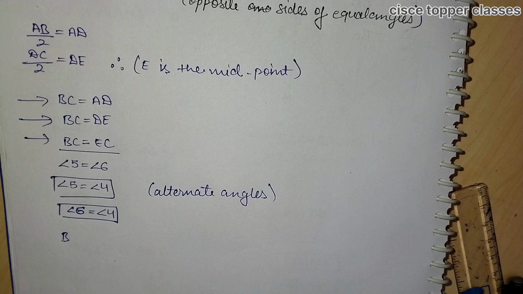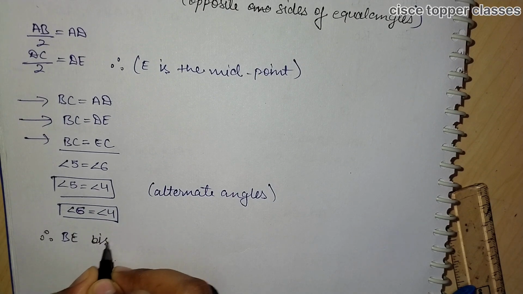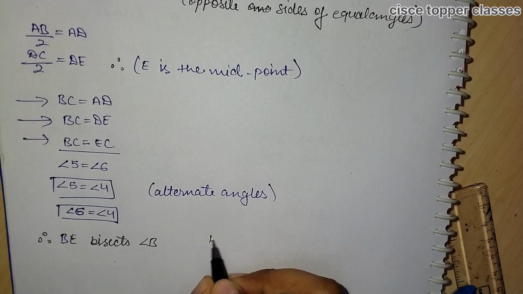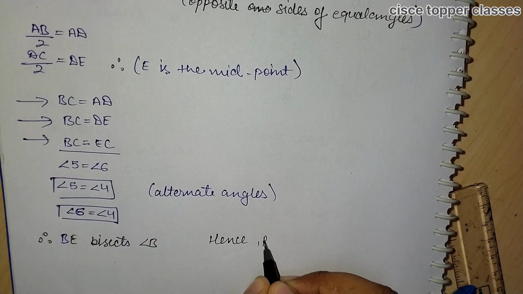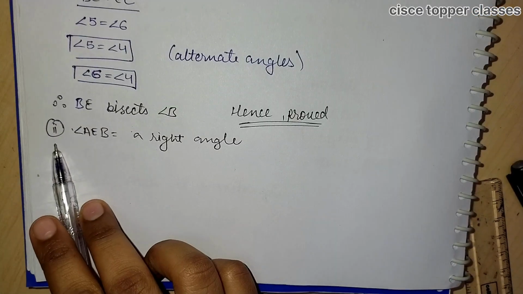Hence from here we can conclude that BE bisects angle B. This is what we had to prove, hence proved. Now let us solve the second part here.